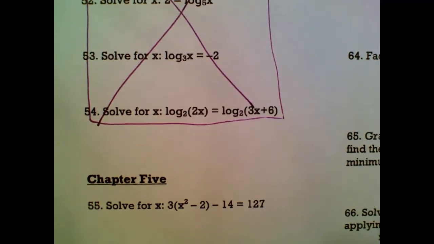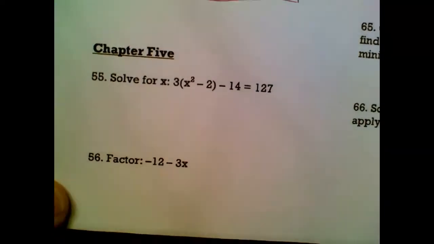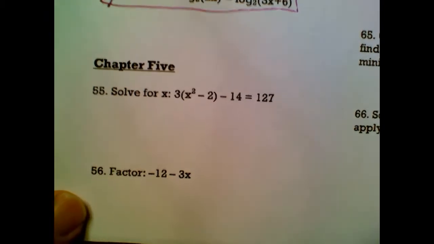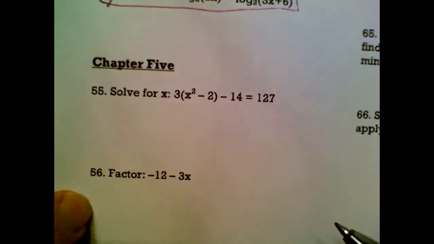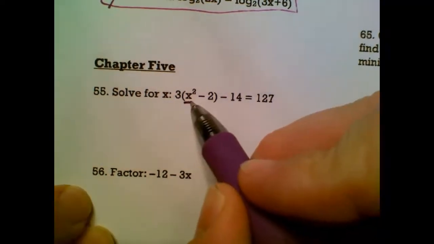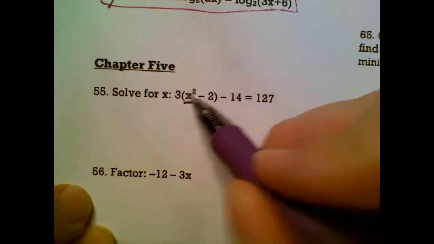Okay, so it says solve for x. Well, here what we want to do when we're solving for this x is we want to make sure that we get whatever is squared by itself on one side. And then what we're going to do is we're going to take the square root of it. Okay, so we want to get this by itself, this x squared.